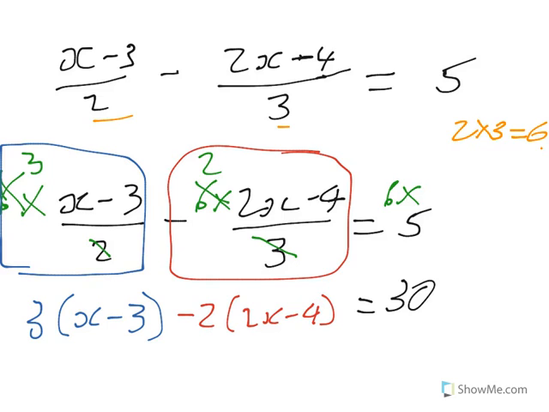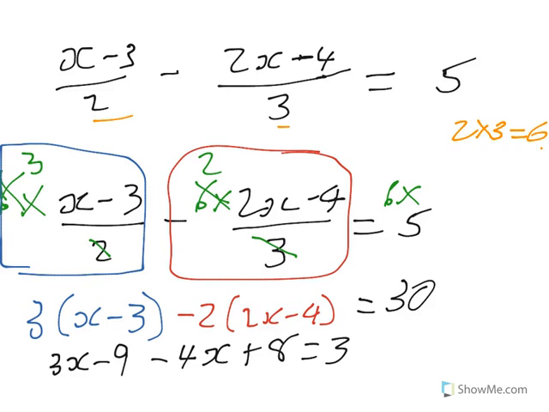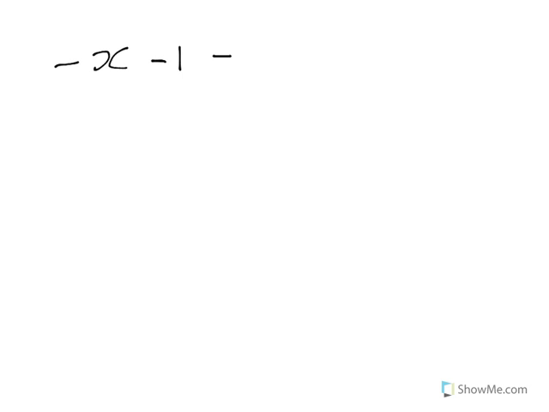Alright, so what we then need to do is expand our brackets. So we've got 3x minus 9, minus 2 times that is minus 4x plus 8 equals 30. Combine our like terms, 3x minus 4x is minus x. Then we've got minus 9 plus 8, which should be, I think, minus 1. And that equals 30, I believe.